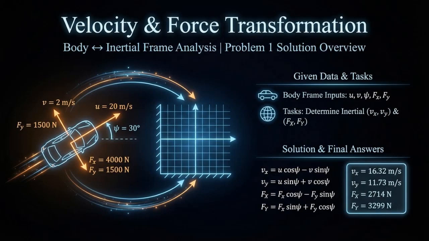The same rotation applies to forces, with body frame forces Fx equal to 4,000 newtons and Fy equal to 1,500 newtons. The earth frame forces become Fx equals 2,714 newtons and Fy equals a corresponding value, showing how velocity and force components in the vehicle frame rotate into the fixed earth frame using simple trigonometry.